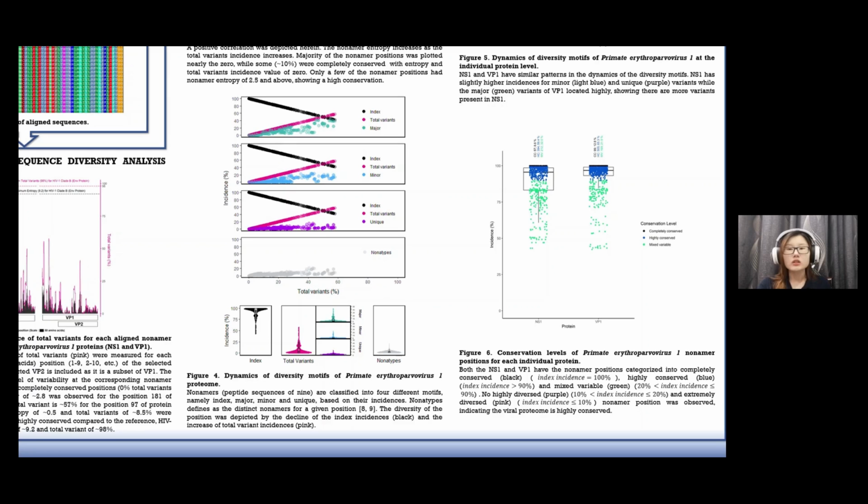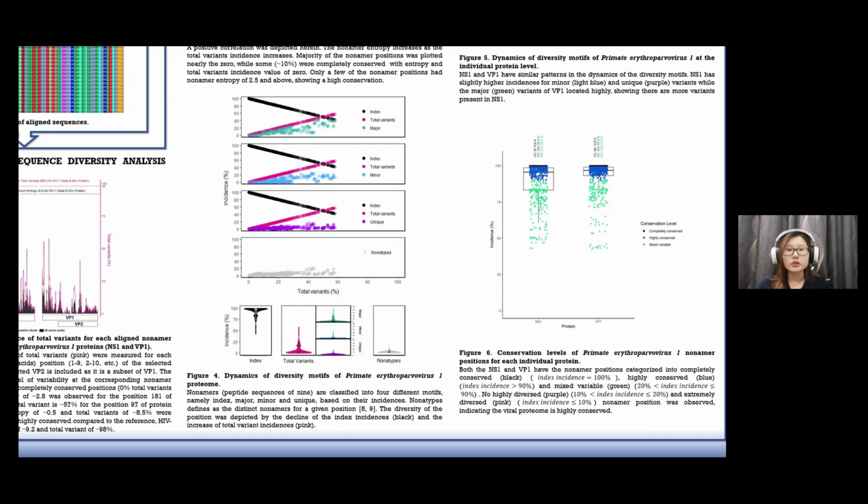Minor variant, the non-normal sequences that were observed more than once but of lesser frequency than the major variant, was strikingly absent in roughly 77% of the non-normal positions. Thus, most of the protein non-normal positions lack minor variant. Notably, unique variants, non-normal sequences which were observed only once in the alignment, were seen for nearly all the protein non-normal positions. Nonotype, defined as the distinct non-normal at a given position, were all below 25%.